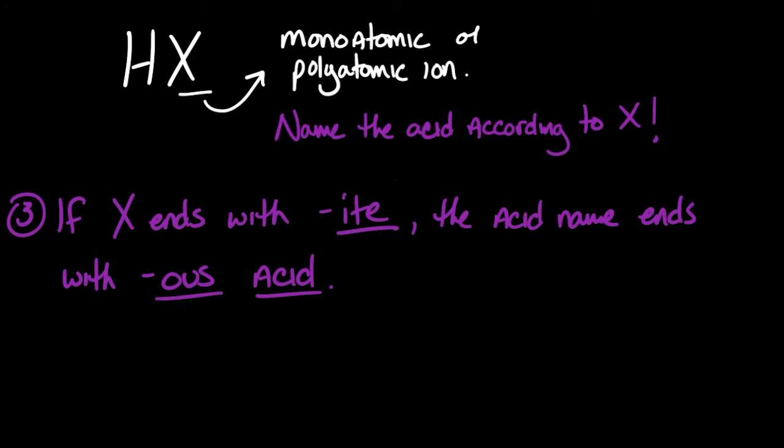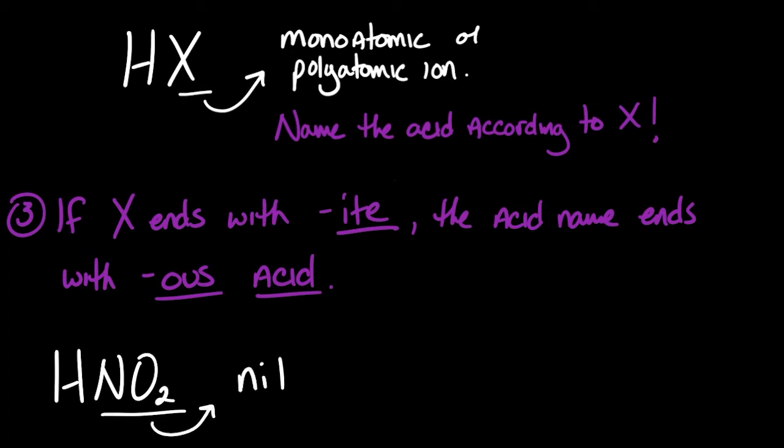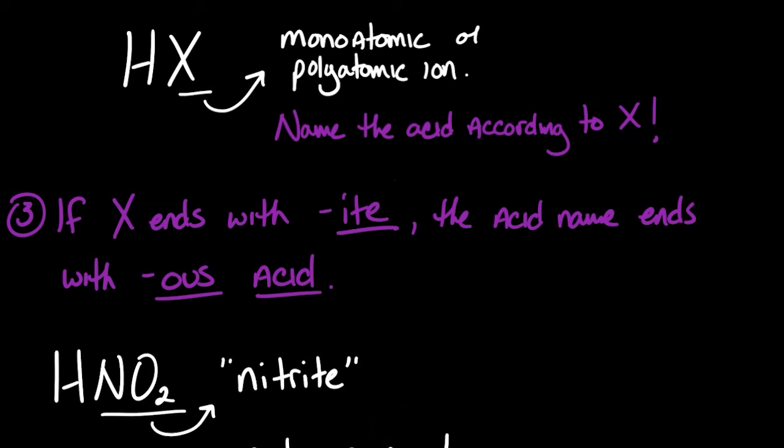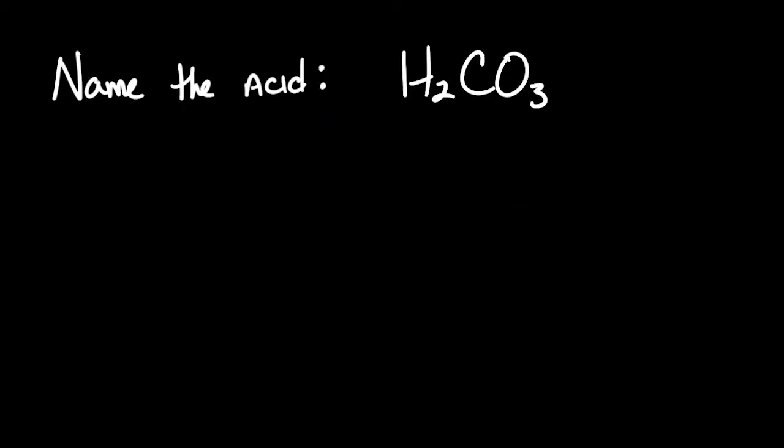Okay, the last rule is for when X ends in "ite," or ITE. So we're going to exchange that ITE ending for ous acid. So, for example, in HNO2, NO2 is a nitrite on the polyatomic list, and so the name of this acid is nitrous acid. So the ITE ending is dropped for the OUS acid. I used a label for this name because my writing got cut off in the frame of my whiteboard, and I didn't realize it until it was too late.